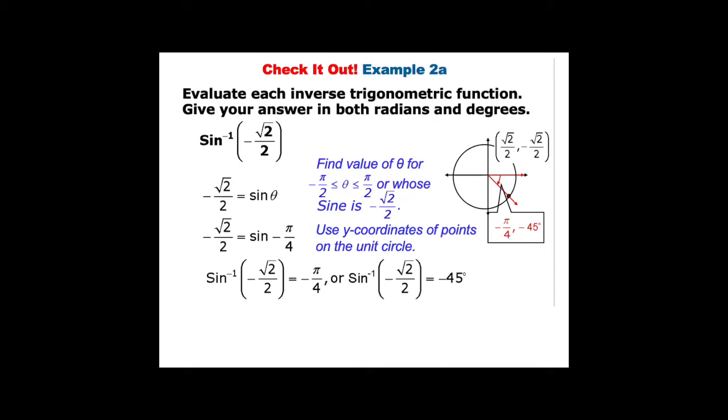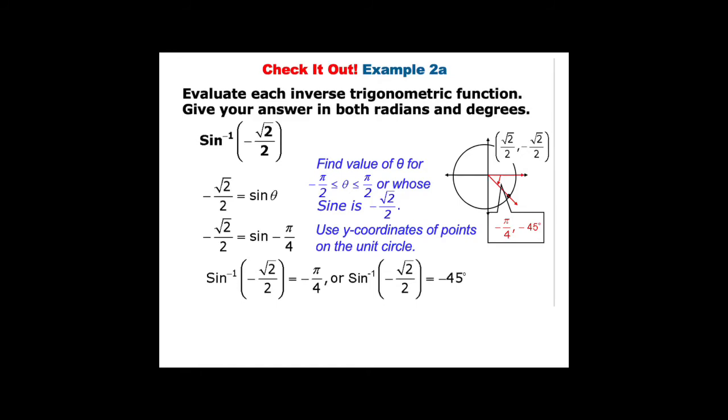Example 2a, find each inverse trigonometric function and give your answer in both radians and degrees. So inverse sine of negative square root of 2 over 2, we need to find the value of theta for negative pi over 2 is less than or equal to theta, which is less than or equal to pi over 2, or whose sine is negative square root of 2 over 2.